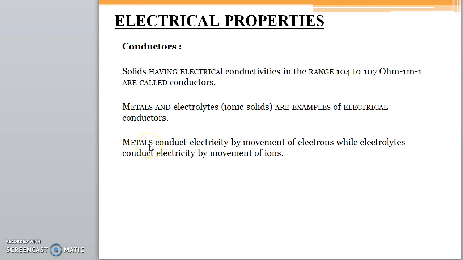Metals conduct electricity by movement of electrons. So movement of electrons is essential for conduction of electricity, while electrolytes conduct electricity by movement of ions. What are electrolytes? Electrolytes are basically liquids. So they conduct electricity by movement of ions, whereas metals, which are solids, conduct electricity by movement of electrons in them. Correct?